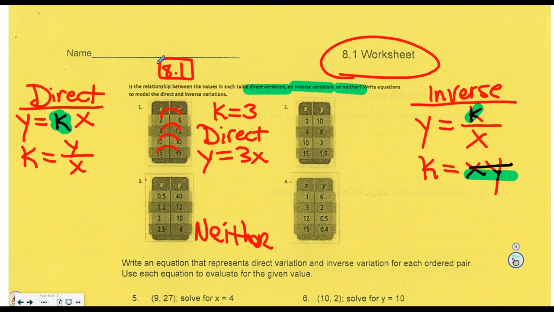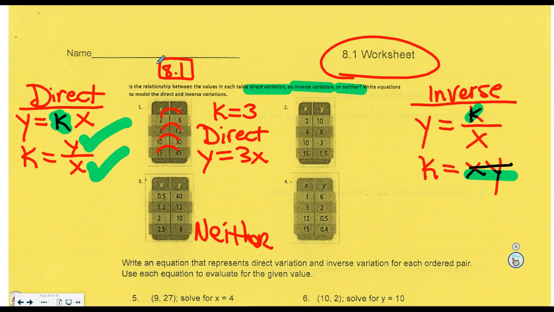I know I said just the odds, but I wanted to have a direct and an inverse, and I had a direct and a neither. So Shay and Rhea, with number 4, just to repeat what I want you doing, you're going to try for direct. You're going to divide the y's by the x's, 6 divided by 1. Then you're going to go to the next one, do y divided by x. If you get something different, you're going to fail. If you get the same thing, you're going to keep moving down.